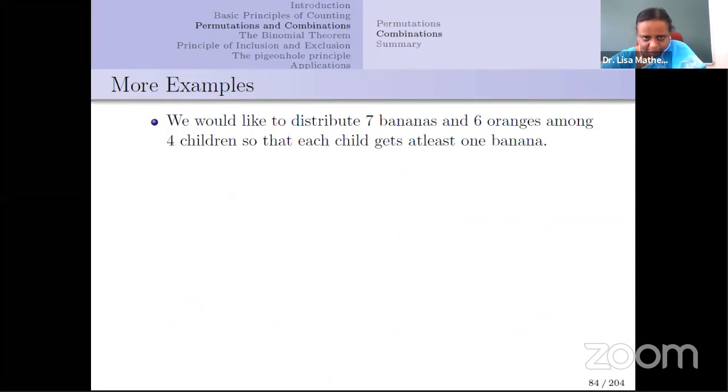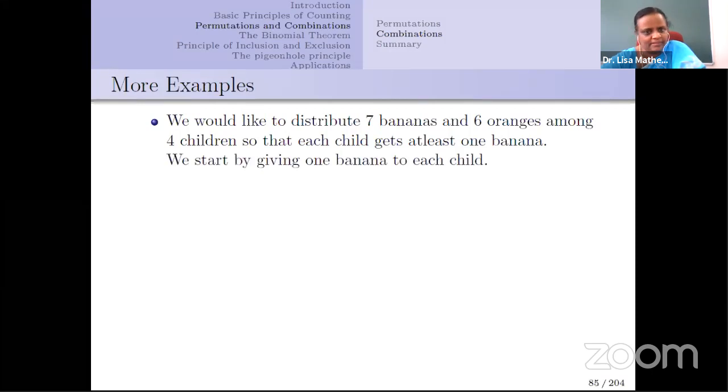One more problem. We would like to distribute 7 bananas and 6 oranges among 4 children in such a way that each child gets at least 1 banana. Again, this doesn't sound very easy to do. How do I count the number of ways? Now, what I would like to do first is, I have a condition that each child will get at least 1 banana. So I take the bananas first and I start distributing them. I give 1 banana to each child.